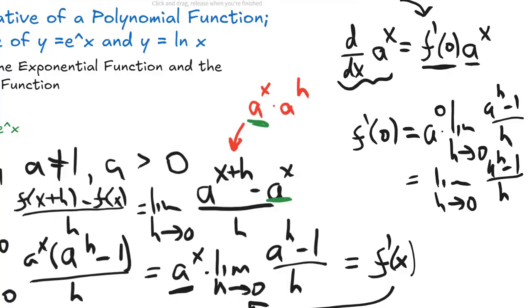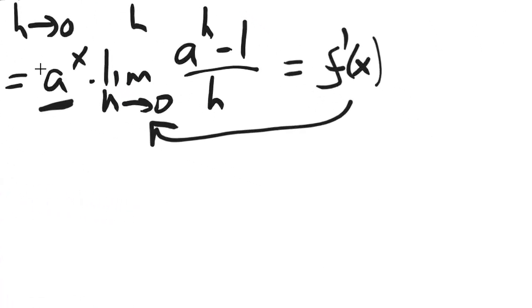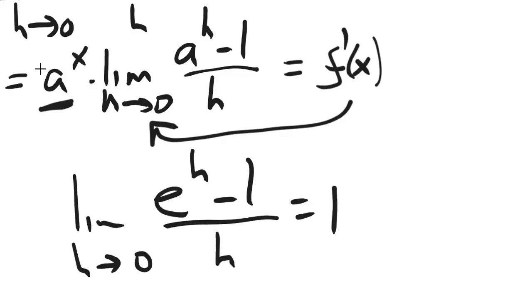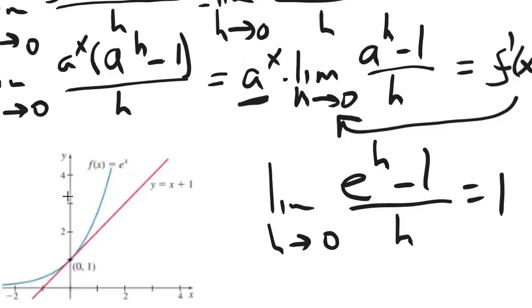So the slope of the tangent line to the graph of a to the x at the point 0, 1 is equal to f prime of 0, and the value of that limit depends on the base a. The number e can be thought of as the number for which the slope of the tangent line to the graph of y equals a to the x at the point 0, 1 equals 1. What that means is that if f of x equals e to the x, then f prime of 0 equals 1, and that would give us the following limit. The limit equals 1. And we have the graph right here of e to the x with its tangent line at the point 0, 1.